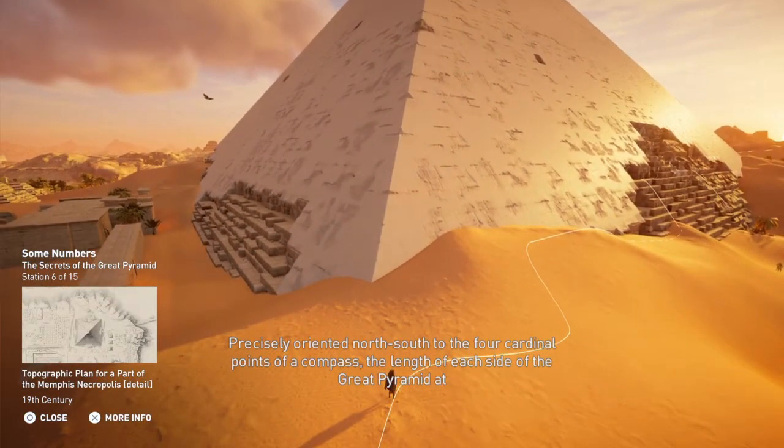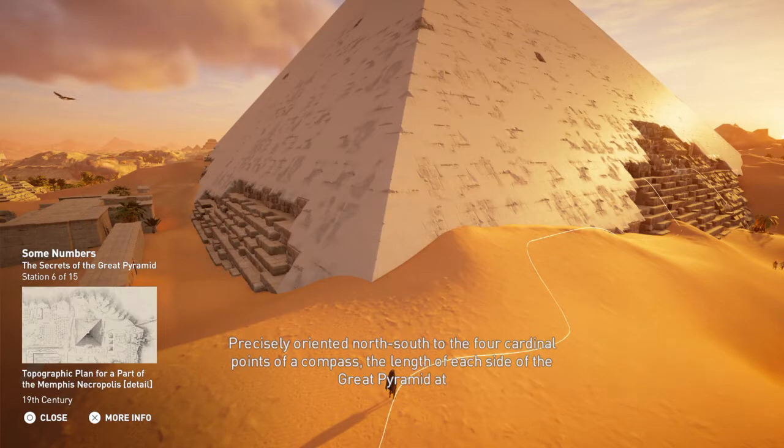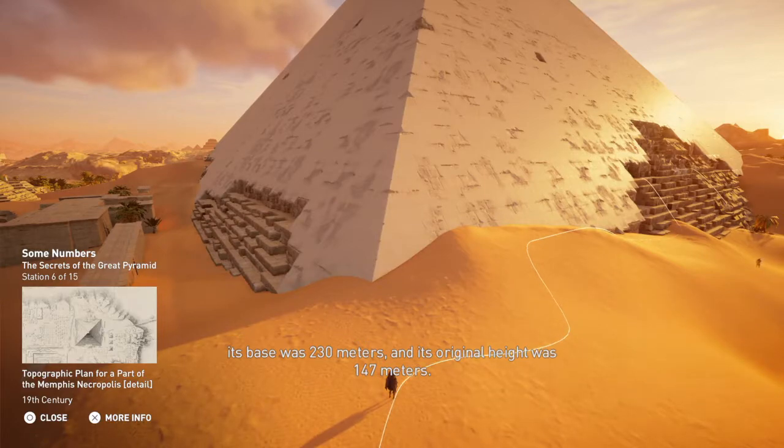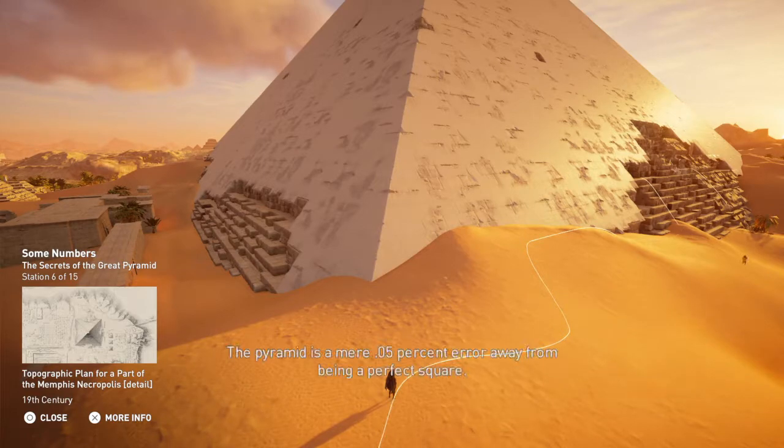Precisely oriented north-south to the four cardinal points of a compass, the length of each side of the Great Pyramid at its base was 230 meters, and its original height was 147 meters. The pyramid is a mere 0.05% error away from being a perfect square.